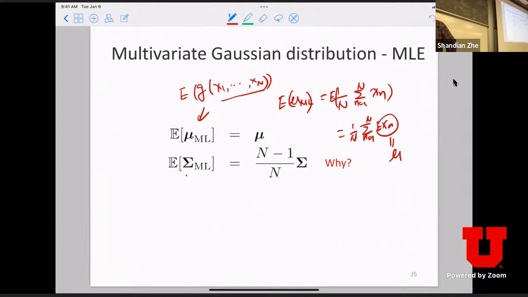This guy is mu, right? So you just average a set of the same expectations, and it will end up with the ground truth mu. So that means the MLE estimate for the mean parameter mu is unbiased, right? Because I take the expectation of my estimate, and it gives the ground truth. I believe everyone has heard this concept before, unbiased and biased estimates. If you're uncomfortable, just let me know.